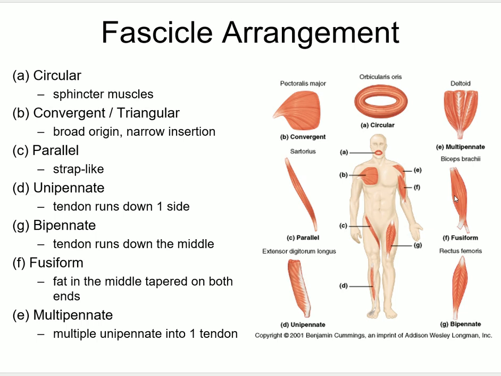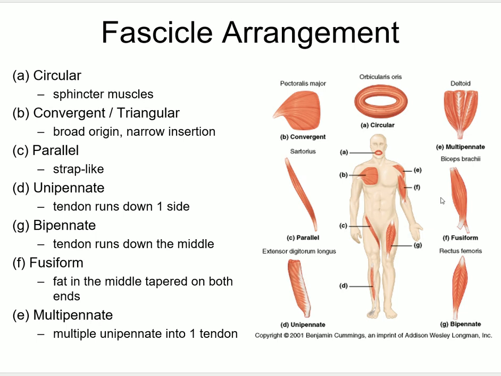They can have 1 to 2 tendons on each end, and they're going to be thicker or fatter in the middle. So where parallel is skinny all the way through with a tendon on each end, fusiform is thicker in the middle, and it can actually end in more than one tendon.